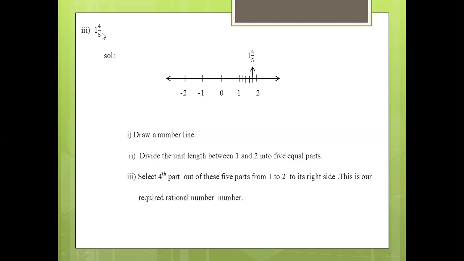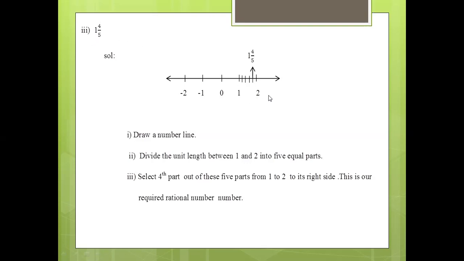2. Why between 1 and 2? Because you have been given 1 whole 4 over 5, which means that the starting point is 1. After 1 you have been given 4 over 5. So I told you how to draw the numbers between the unit length. Unit length means that the given rational number we have to draw between 1 and 2. This starting point 1 shows that you have to draw between 1 and 2.